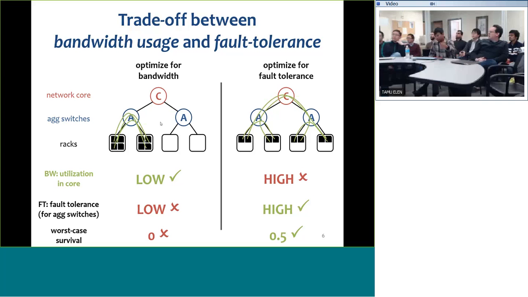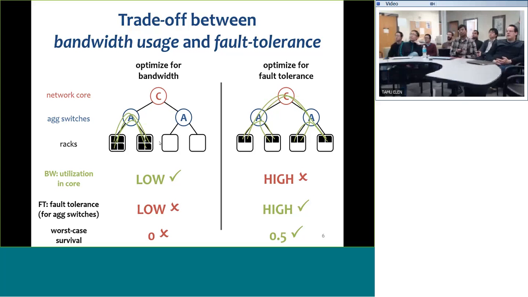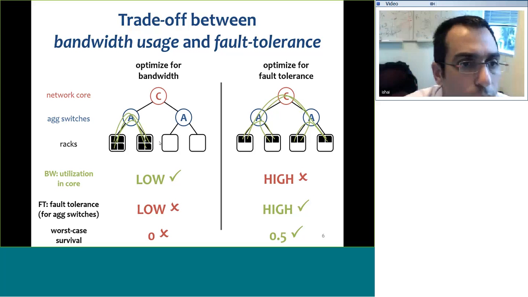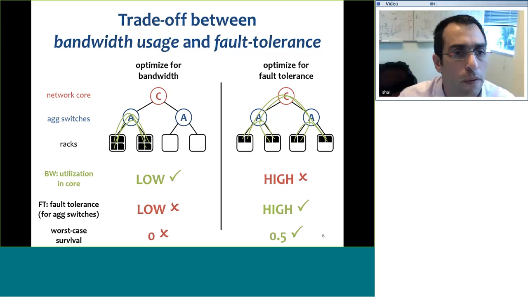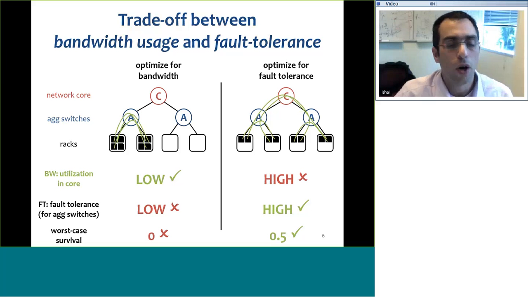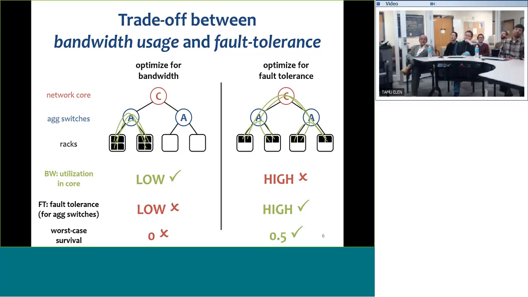Great. One other follow-up question. Are you looking at power consumption at all? The comparative power consumption, sorry. Are you considering the power consumption of the left configuration versus the right configuration? In what sense? Like rack power consumption. No, we are not considering that here. Is that a real issue?